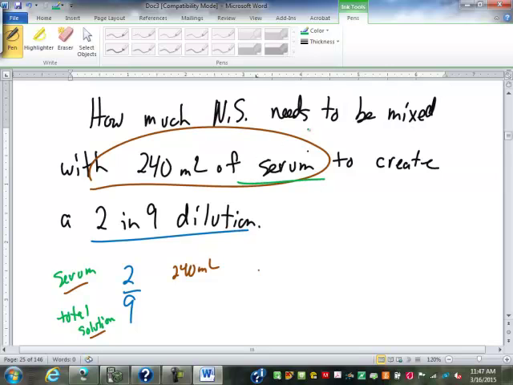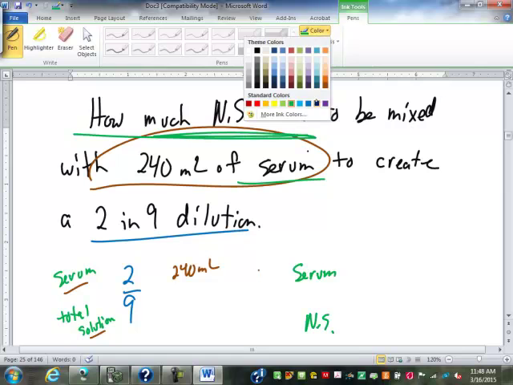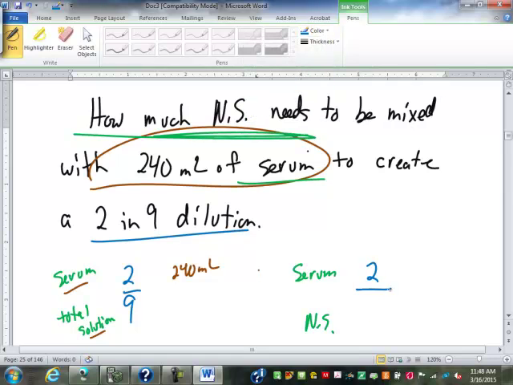We could have serum to water. We need to know how much NS. So if we want to make that ratio, the amount of serum is still 2 parts. How many parts of water would there be? There's 9 total parts, and 2 parts are serum. 9 minus 2 leaves us with 7 parts of water, or saline in that case.